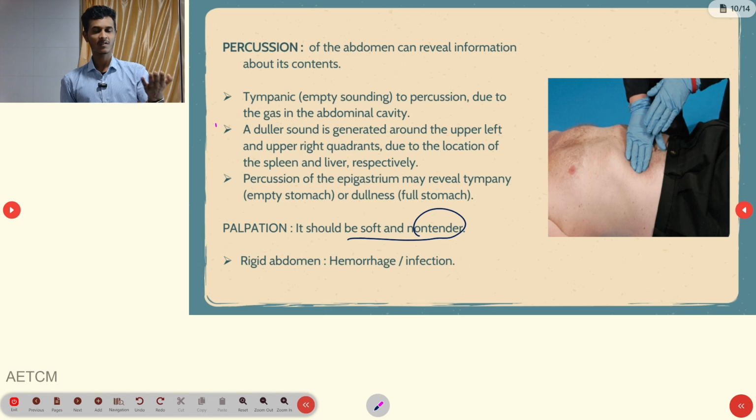Why should the abdomen be soft and non-tender? We know the abdominal muscles take part in inspiration and expiration. Our abdominal muscles, like rectus abdominis and transverse abdominis, act as accessory muscles of expiration, right? So if the person has tenderness in the abdominal area, or if the abdomen is rigid, that will restrict your diaphragmatic movement, thereby restricting your respiratory effort. The person may go into respiratory distress. That is why we have to check whether a rigid abdomen is there or not, and also check for tenderness of the abdomen.